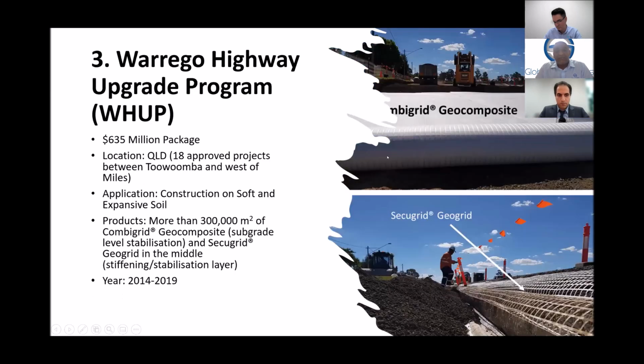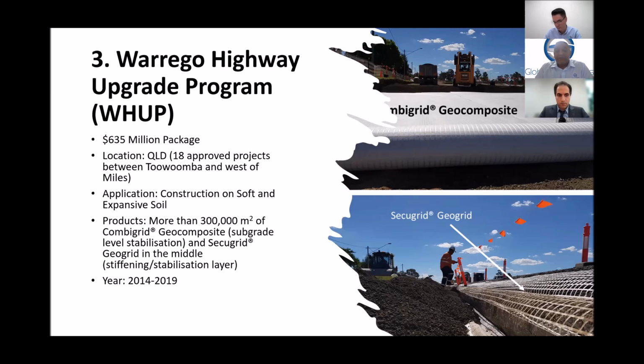The next project is the Warrego Highway Upgrade Program. This was a $635 million project. It had 18 sections between Toowoomba and west of Miles in Queensland. It was construction on soft and expansive soils.